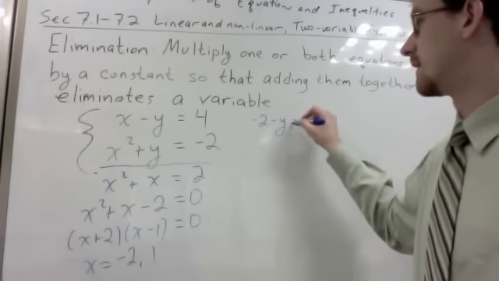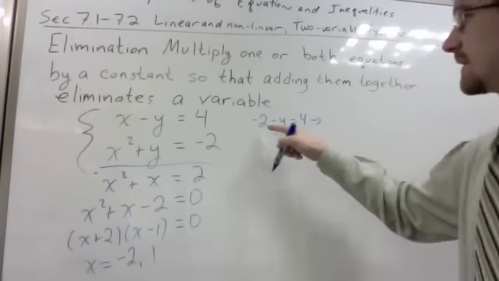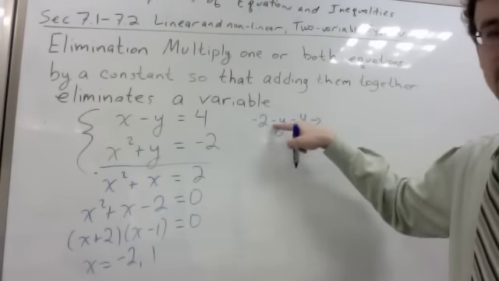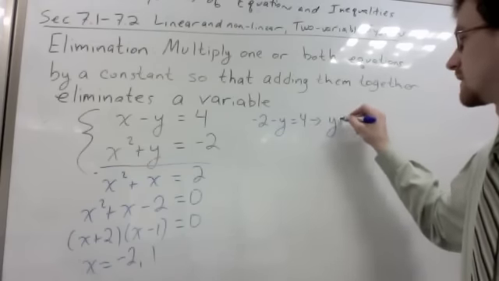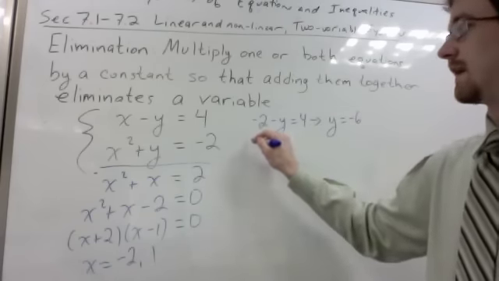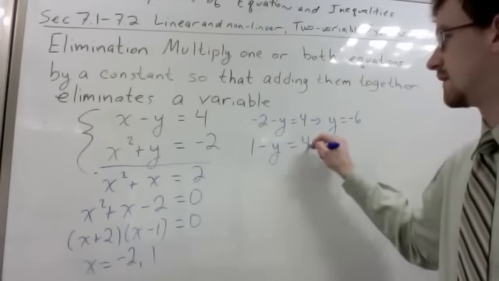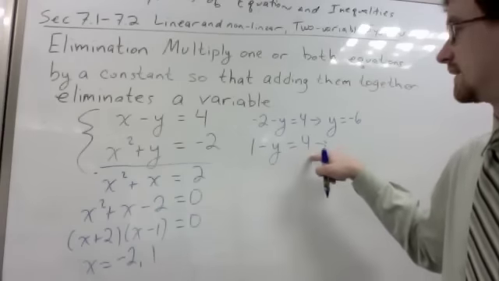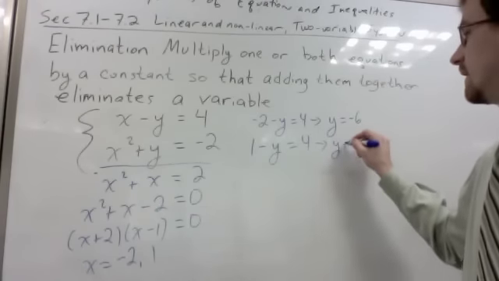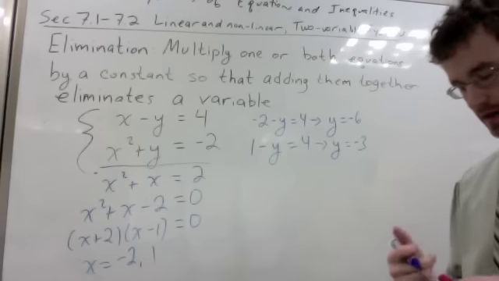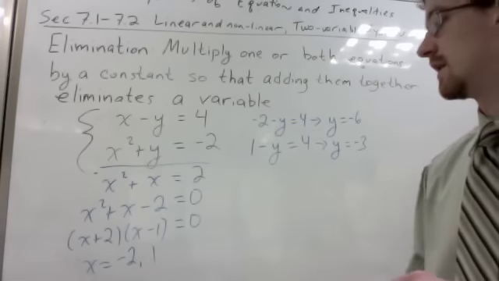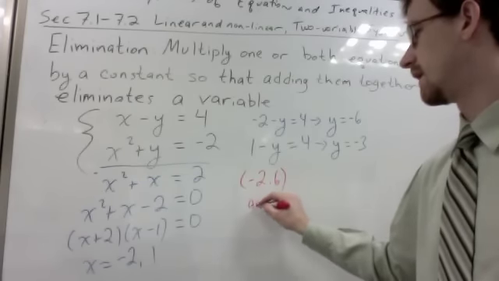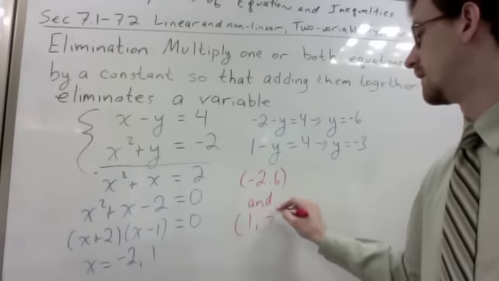-2 minus y equals 4 gives us the solution. We add the 2 to the other side, we get 6, so we have -y equals 6. y equals negative 6. And then 1 minus y equals 4. Subtracting the 1 over gives us negative y equals 3. So y is negative 3. And therefore our two possible solutions are the ordered pairs negative 2, 6, and 1, negative 3.